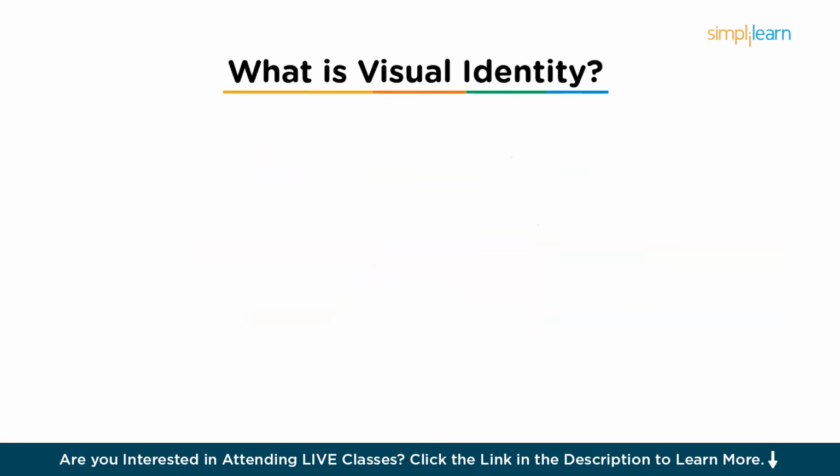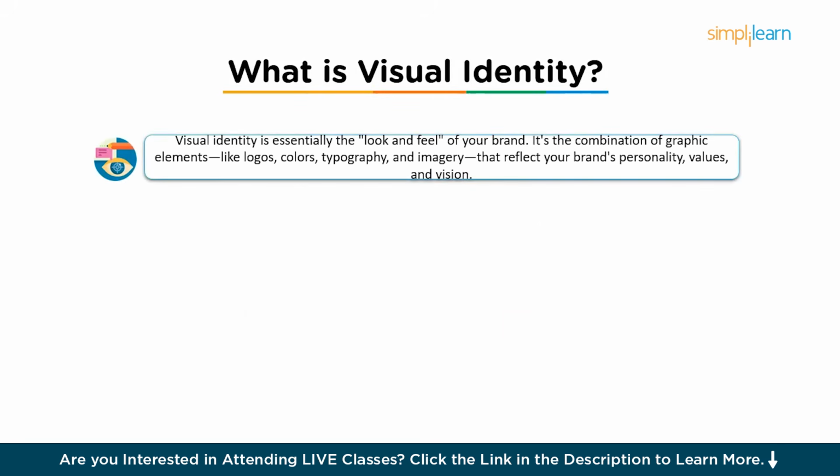So the first one is to understand what is visual identity. So visual identity is essentially the look and the feel of your brand. It's a combination of the graphic elements like logos, colors, typography, and imagery that reflect your brand's personality, values, and vision. So visual identity goes beyond just a logo. It's a consistent, cohesive visual experience across all your brand touchpoints, such as the website, social media, advertising, and packaging.